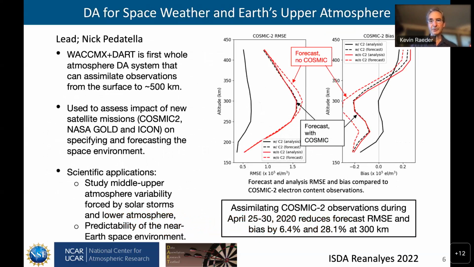Next are a few examples to illustrate some of the range of research being done with DART. There are a small sampling of the directions in which the use of data assimilation is expanding. Data assimilation for the upper atmosphere is a tricky business since perturbations in the lower atmosphere, which may be caused by data assimilation, can grow exponentially with height. Nick Petitella has figured it out and shown how assimilating COSMIC-2 GPS radio occultation obs improves electron count forecasts.